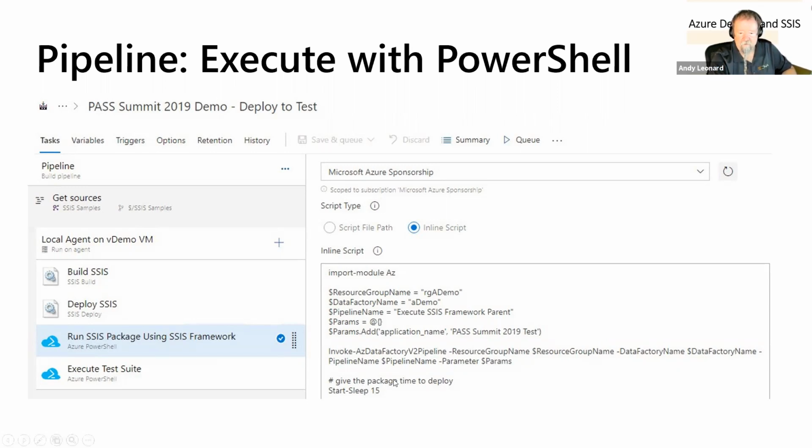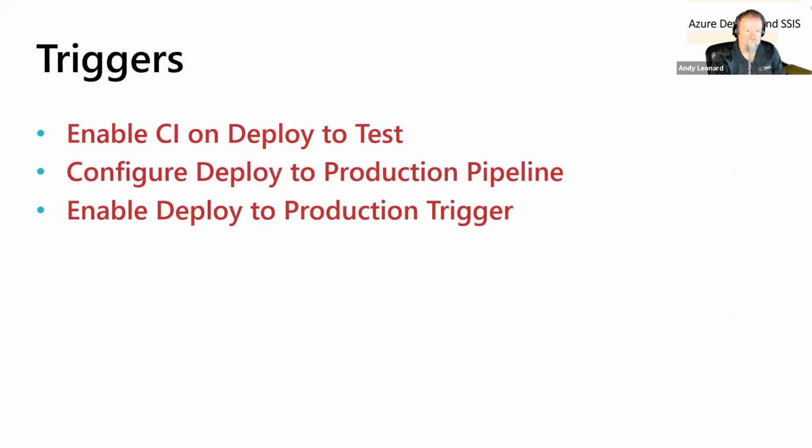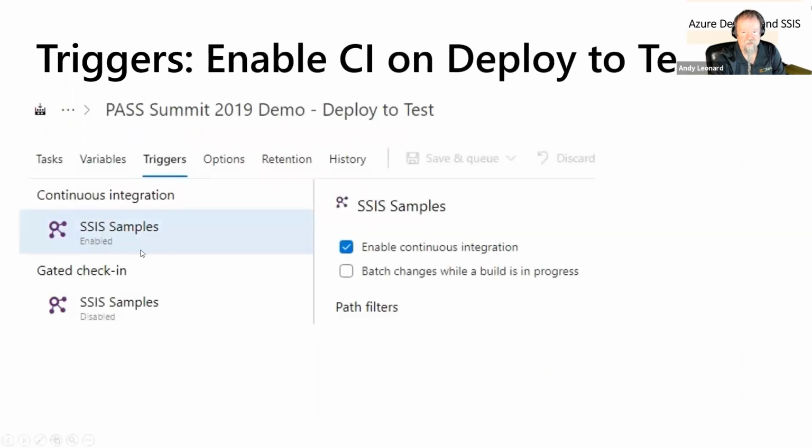I put a sleep in here because I was losing the race. Then for the test part, I'm just running a command and getting a count of the records in there. And remember, if I don't have 1 row in there, then I throw an error. And this is the record count not equals 1 right there. And then I'm writing out an error if that happens. So beyond that, now I enable triggers on this, and I'm going to show you how to set this up as we go through the next few slides.